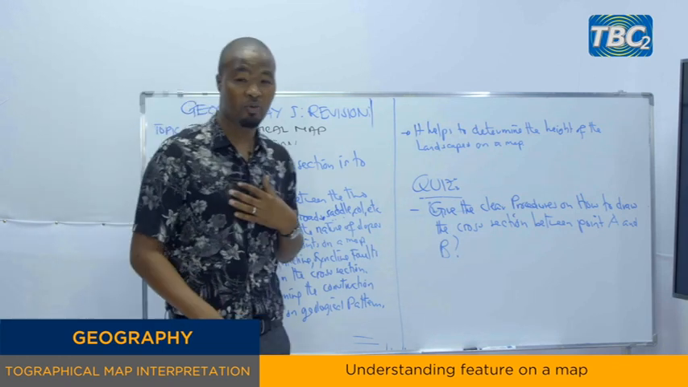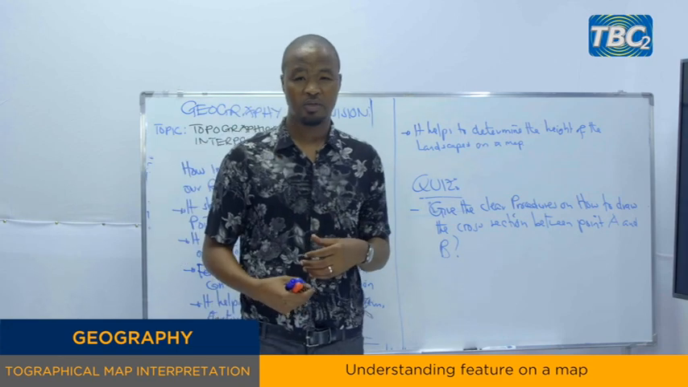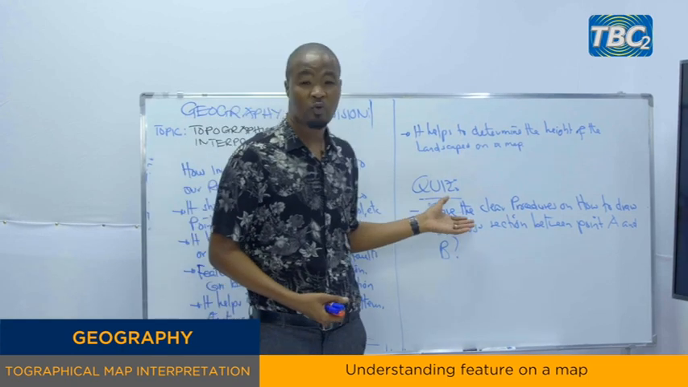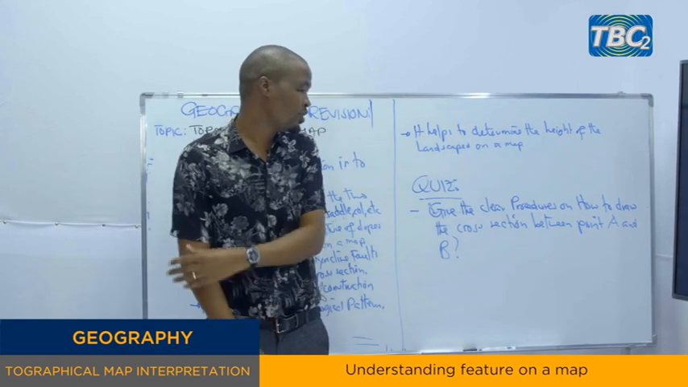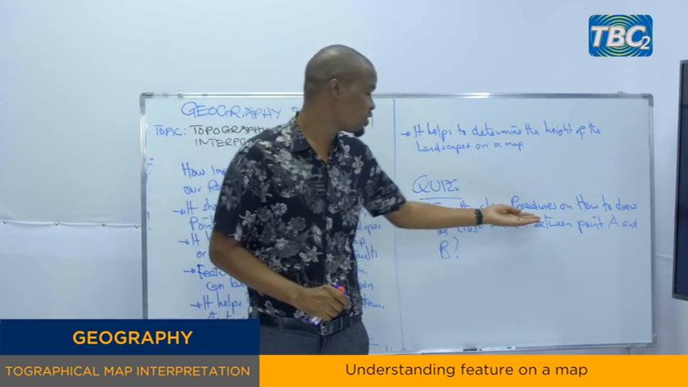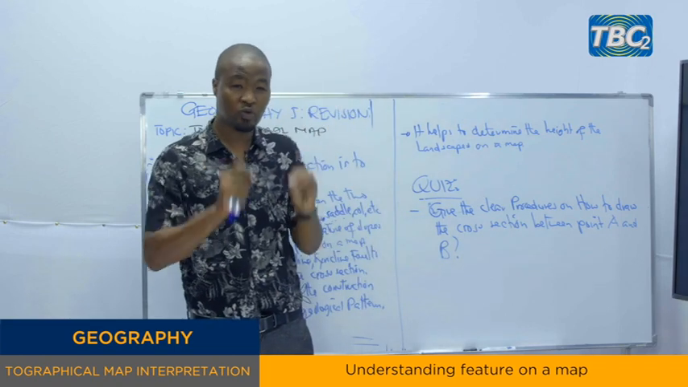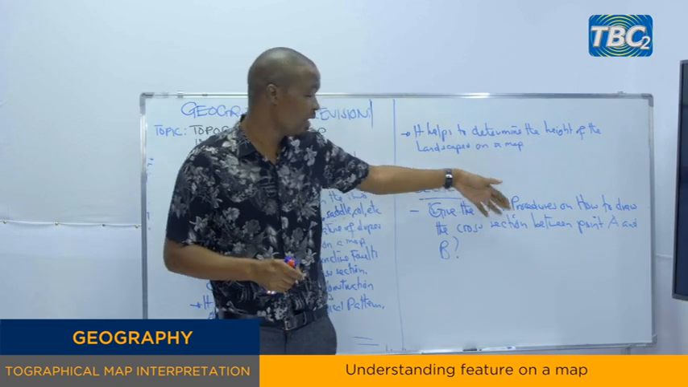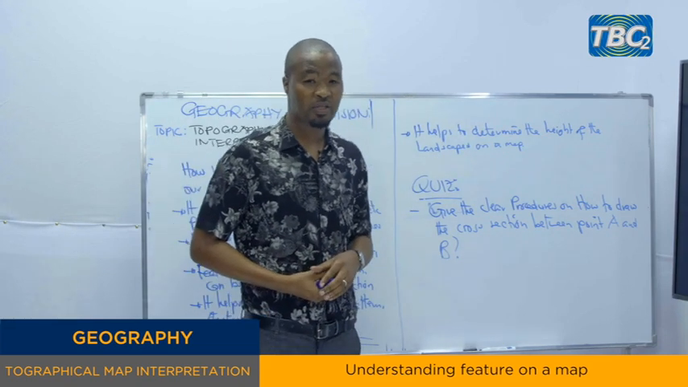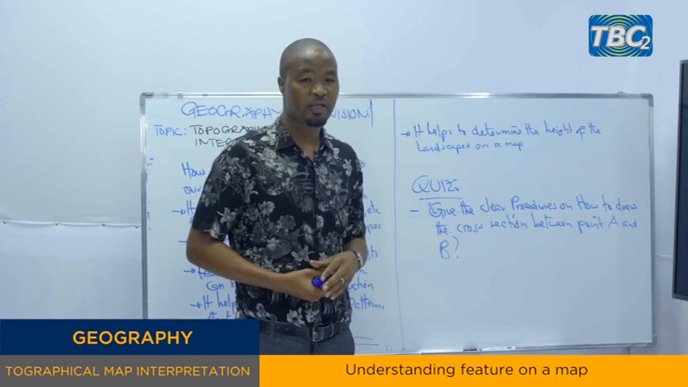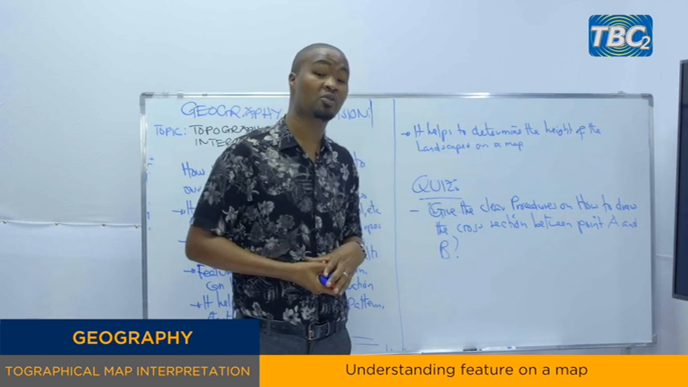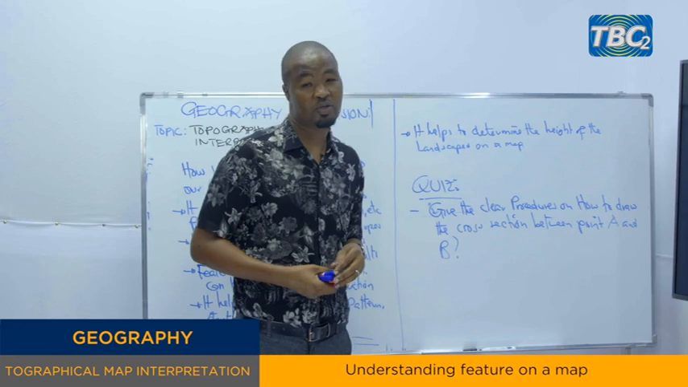Thank you very much. You are welcome once again on the next period. I'm going to leave you with this question as a quiz that gives the clear procedures on how to draw the cross section between the 2 points on the map. So right now you're supposed to know the procedure on how to draw the cross section between point A and point B on a given map. You can use it as an exercise. You can take any map, find 2 points and try to draw the cross section between the 2 points that you choose.